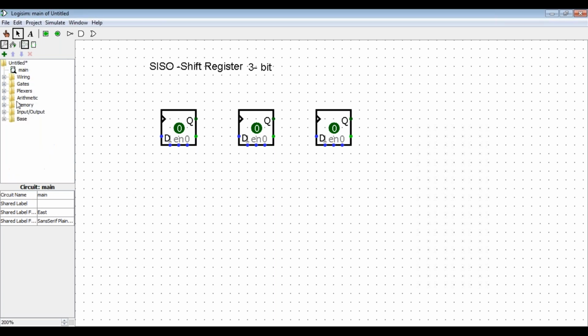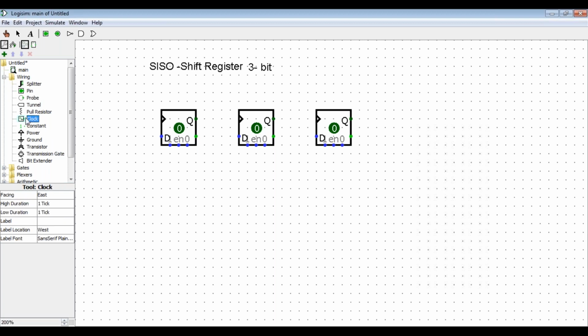Next I want to take a clock. Under the wire block you can find the clock. Just click the clock, drag and place it in the design window. Next you need an input. The green square is called your input block. Click, drag and place it in your design window.